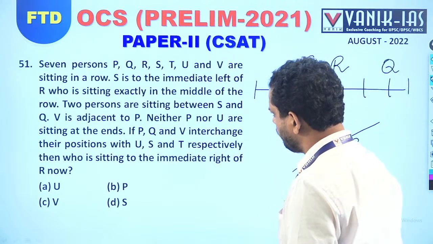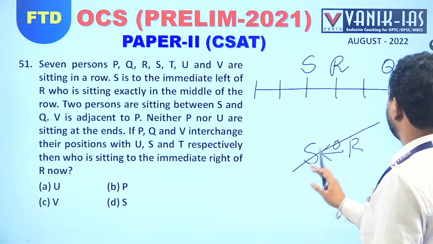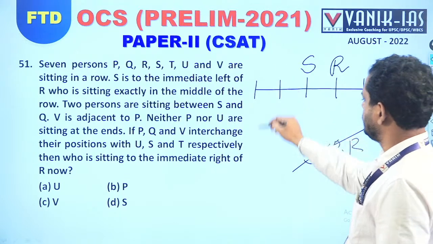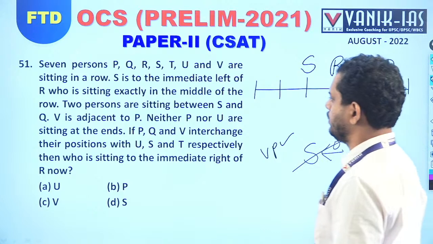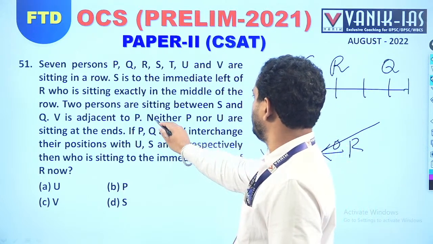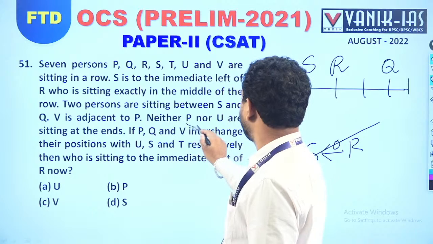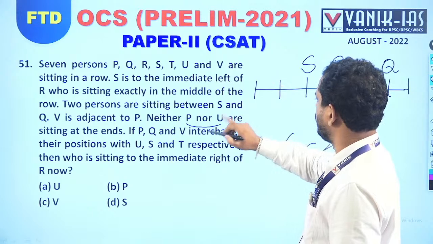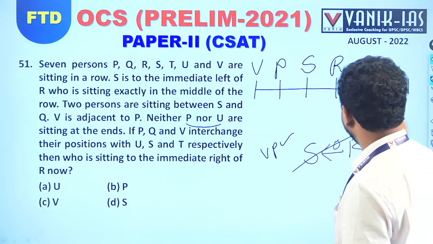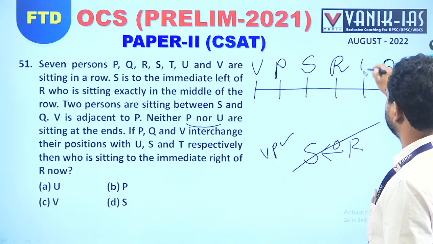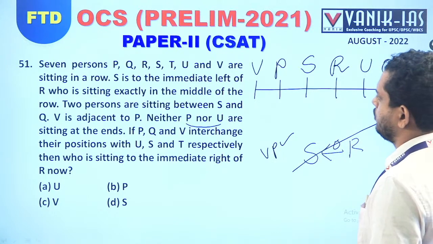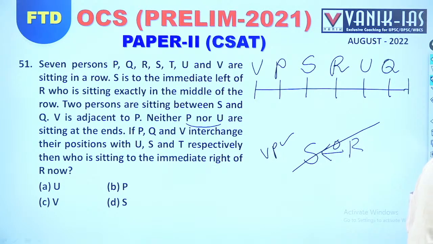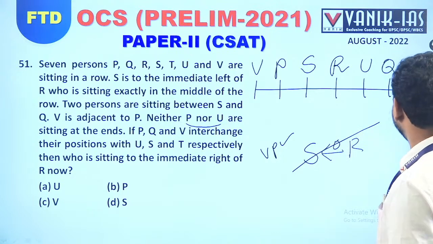V is adjacent to P. V and P are adjacent to each other, friends. Neither P nor U is sitting at the end. It means V and P are immediate neighbors, P is not at the end, so V and P will be here. U is also not at the end, so U is here, and we have P, Q, R, S, T, U, V. Here is the arrangement, but then some more conditions are given.